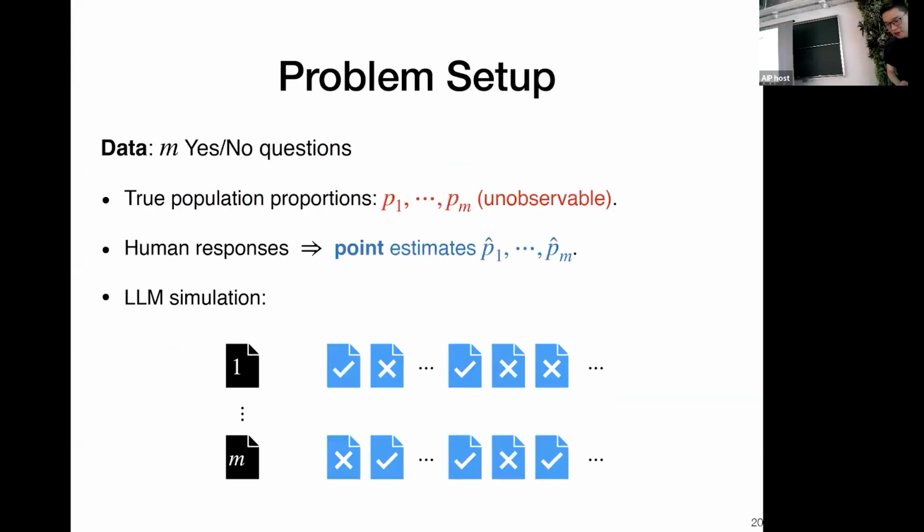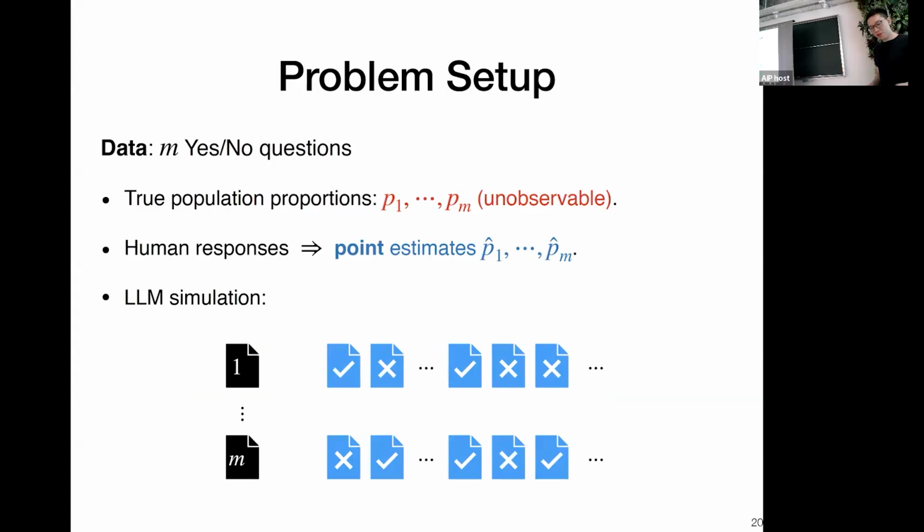Okay, so here's how we do it. Suppose you get a lot of questions, and in the simple case, let's say those are just yes or no questions, and there are m of them. Since they are yes or no questions, you are interested in the population proportion of answering yes. The true population proportions are denoted by P1 through Pm. Those are the parameters of interest, but you cannot directly observe them.